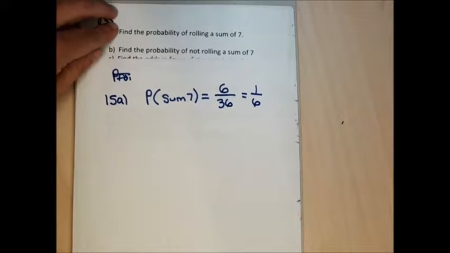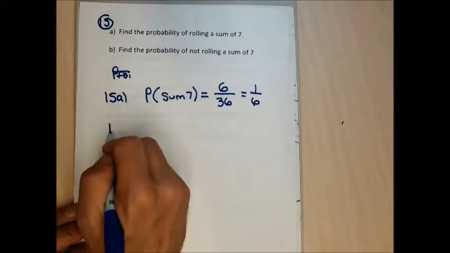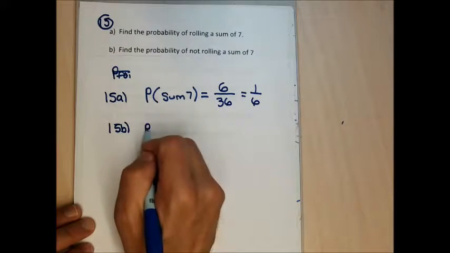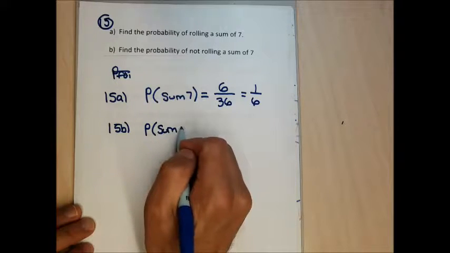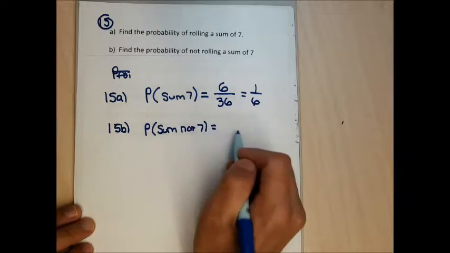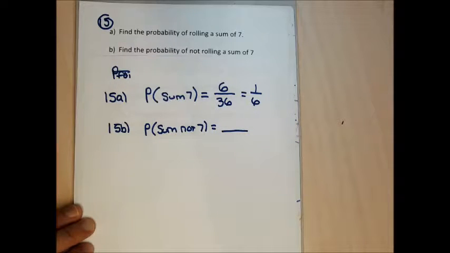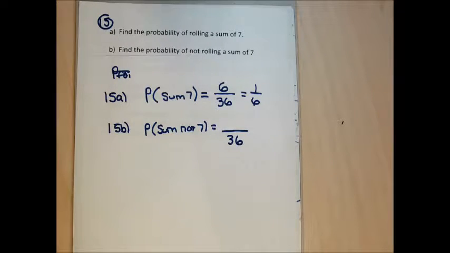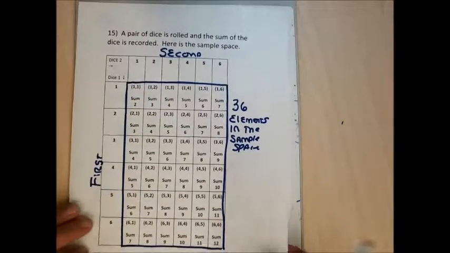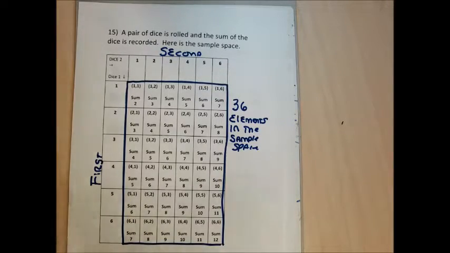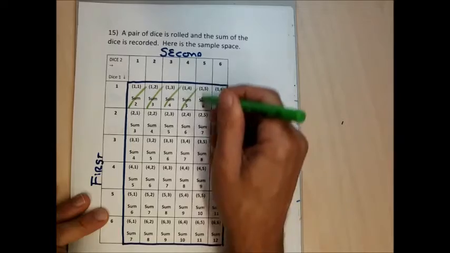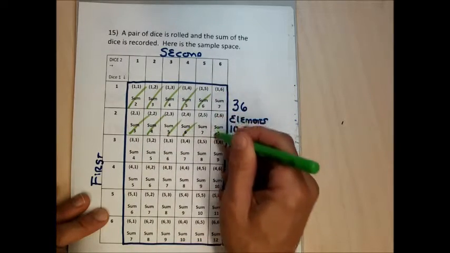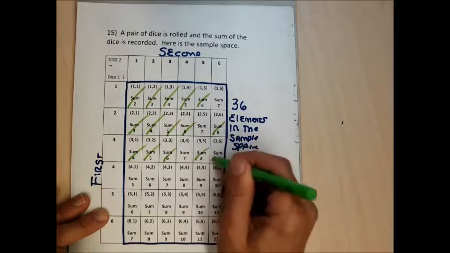For part B, the probability that the sum is not 7 is going to be found by making a fraction. The denominator of my fraction is going to be 36 because there's 36 items in my sample space. The numerator of my fraction is going to be all of the numbers in my sample space that aren't 7s, and that's a little bit tricky. So there's 36 items in my sample space. What I could do is just go and count every single one that's not a 7, and that's what the numerator is going to be.